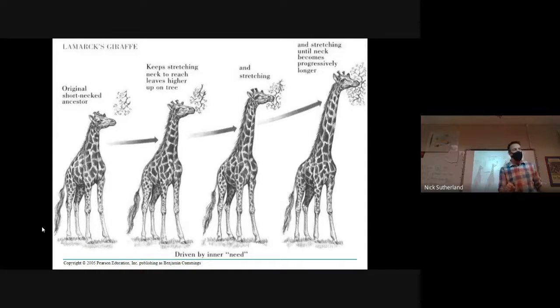But the idea that these traits can be passed on to the next generation is kind of what Darwin stole from Lamarck. Lamarck had this good idea of these traits being passed on, but he talked about them being passed on in a different way.